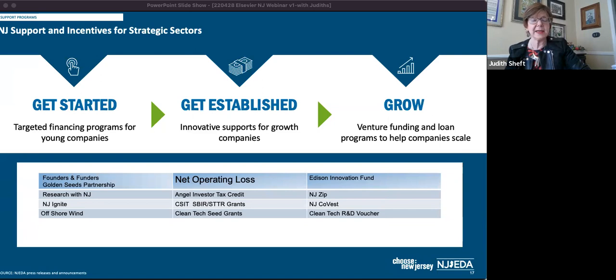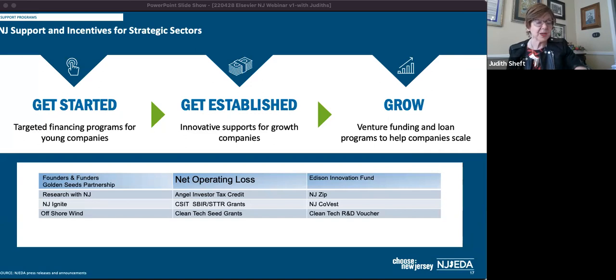The state is also a proponent of Golden Seeds. Golden Seeds is an angel capital network that focuses on investing in businesses that have a female in a C-suite position in a business. The state has helped stand up the New Jersey chapter of Golden Seeds. Golden Seeds has chapters across the country. And as part of what they do in New Jersey, they'll do these early office hours to help companies who are just getting started get a chance to talk to an investor and get some early insight on, are they ready? What are some of the steps they need to take to really effectively grow their business?